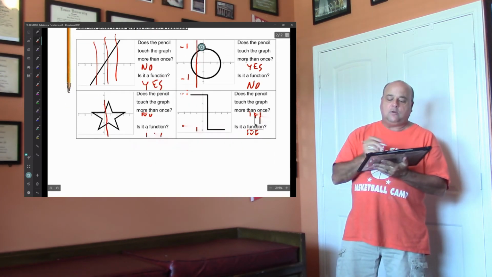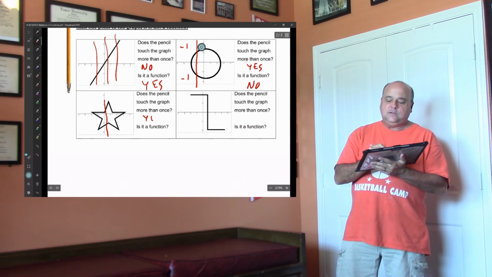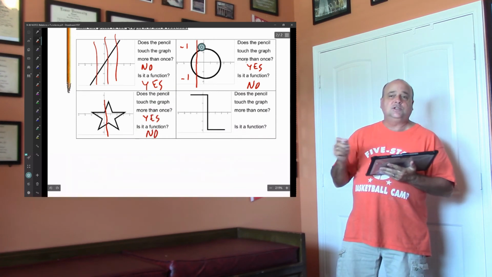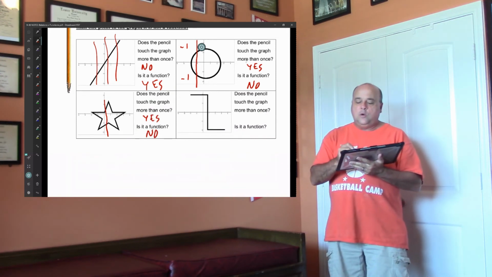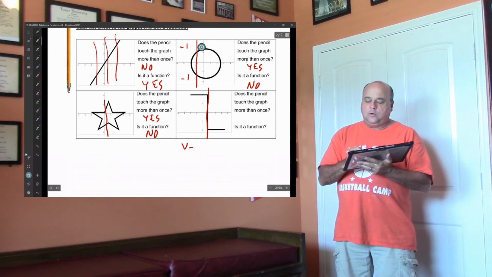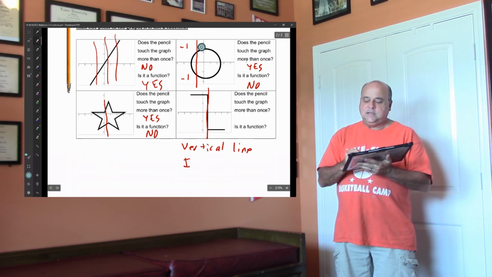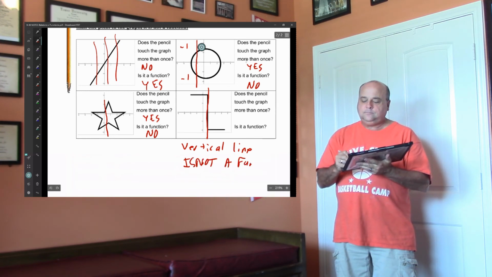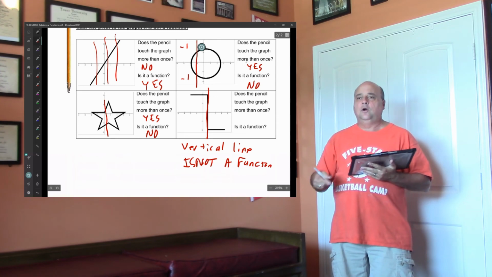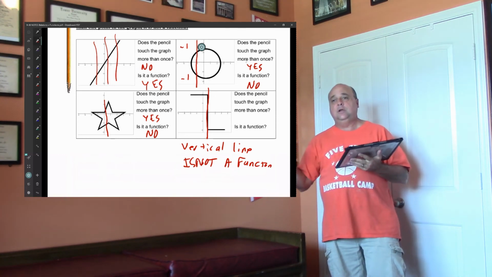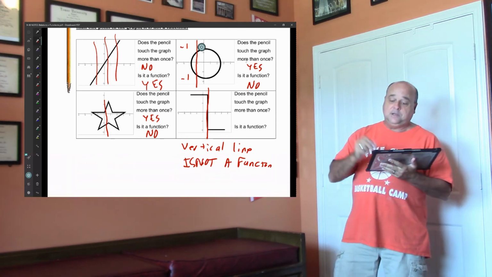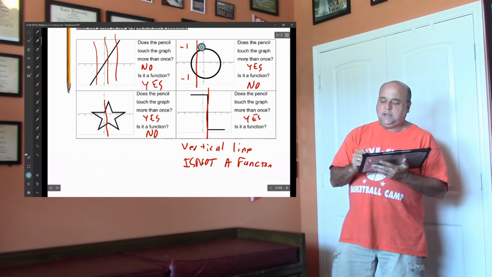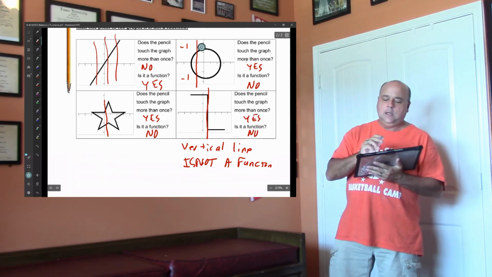If a vertical line crosses the graph more than once, the x's are repeating. This one right here, it crosses more than once, doesn't it? So you would write down yes. Is it a function? No. These are pretty simple. Right here, a vertical line is not a function. A vertical line is not a function. So this crosses it twice. Is it a function? No.